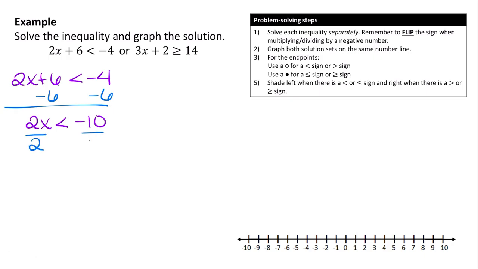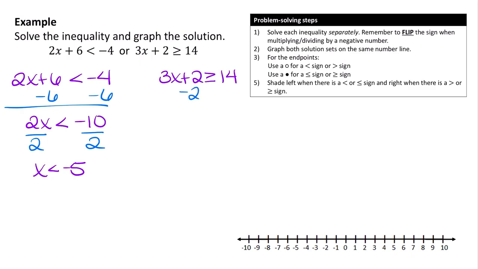So I'm going to divide both sides by 2, and that's going to give me x is less than negative 5. So that's part of my solution, right? Because remember, there's two pieces to my OR inequality. So now I'm going to go to 3x plus 2, and that is greater than or equal to 14, and I'm going to solve for x.